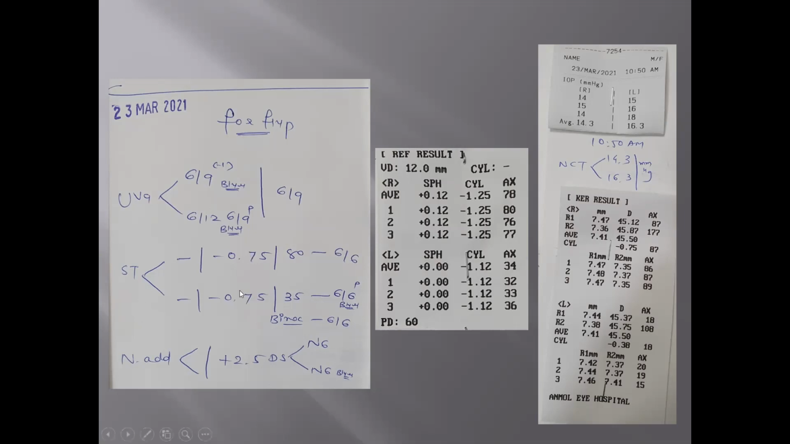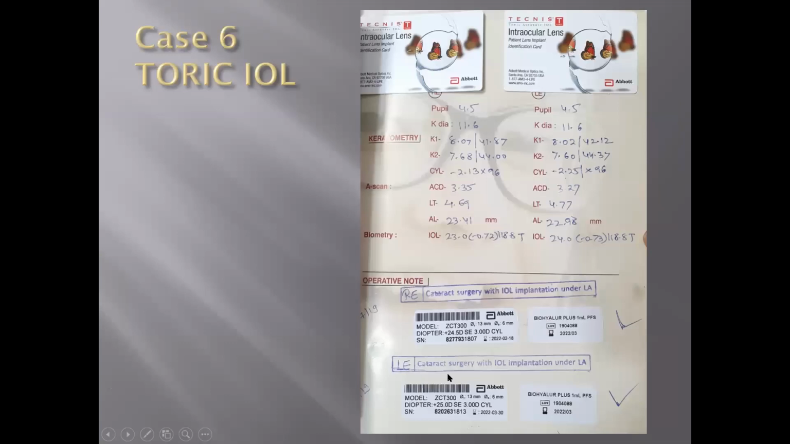But ultimately the patient will be very happy with minor cylinder only at a particular axis, because one axis is almost emmetropic, and the near addition is 2.5, which gives an N6 result. And you can see the intraocular pressure is also normal, 14.3 and 16.3 in both the eyes, so the final refraction can be given. Now case number 6, when the patient comes to you, see this is a patient who has both eye toric IOL implantation.